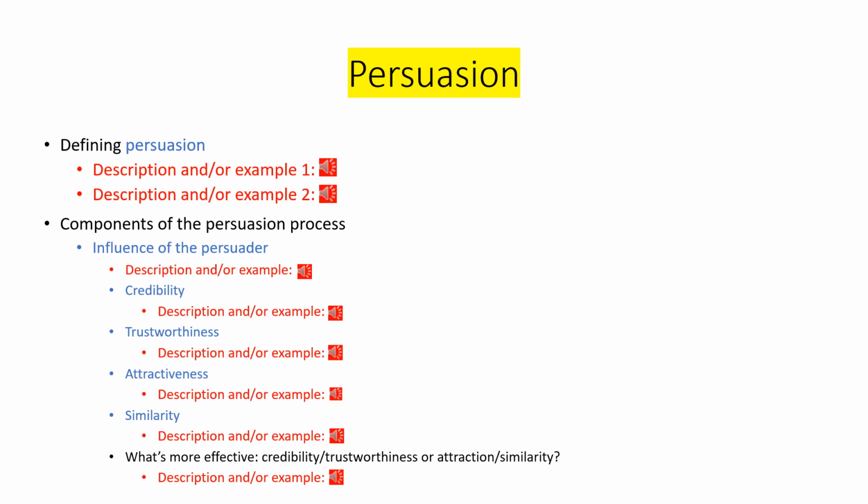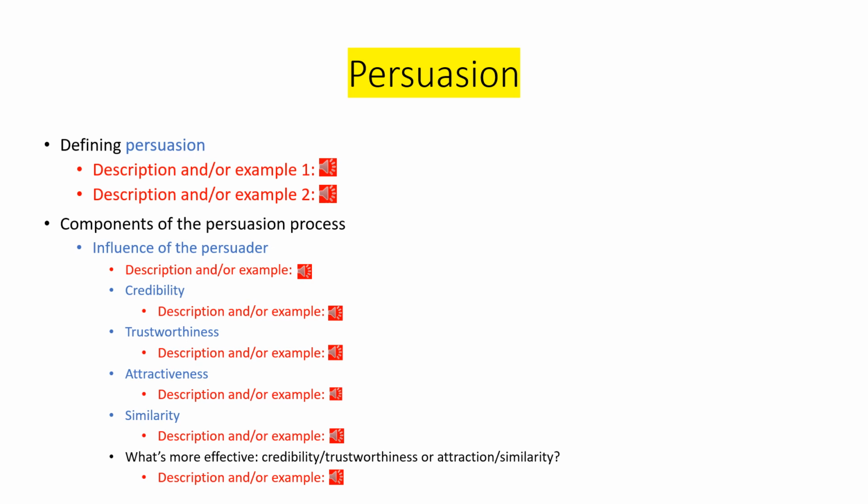Another critical trait that has been examined in terms of aspects and characteristics of the persuader that impact the success of the persuasive message is attractiveness. The simple truth is we like good-looking people, and research shows that more attractive individuals are more likely to be successful in their persuasive attempts.